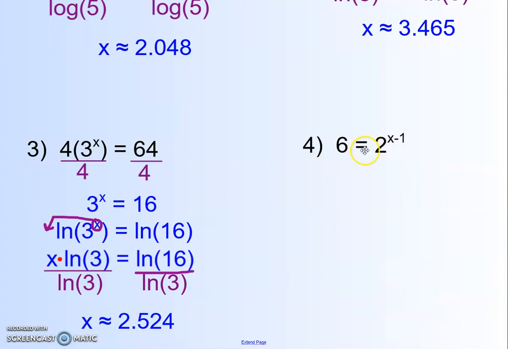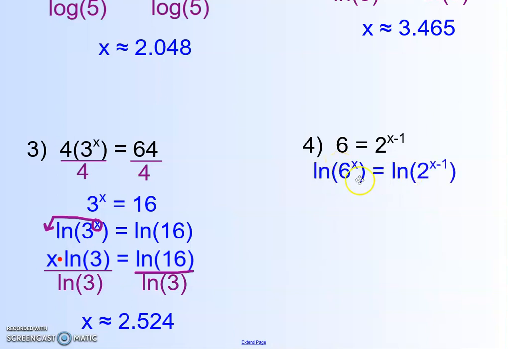Number 4. Very similar to these problems, except you'll notice the exponent here is an expression. It's not a single number, it's an expression. So 6 is not a power of 2. I can't rewrite 6 as 2 to some power. So again, this calls for logarithms.